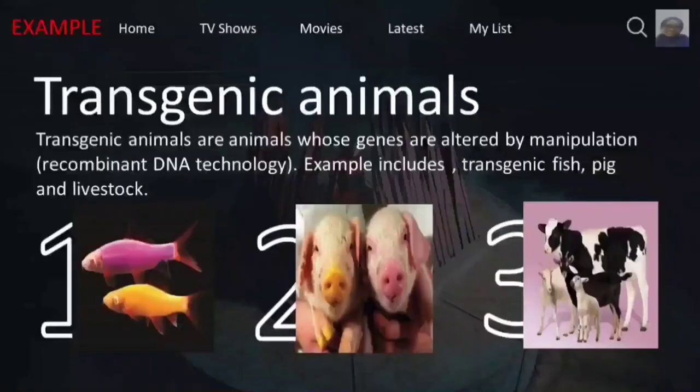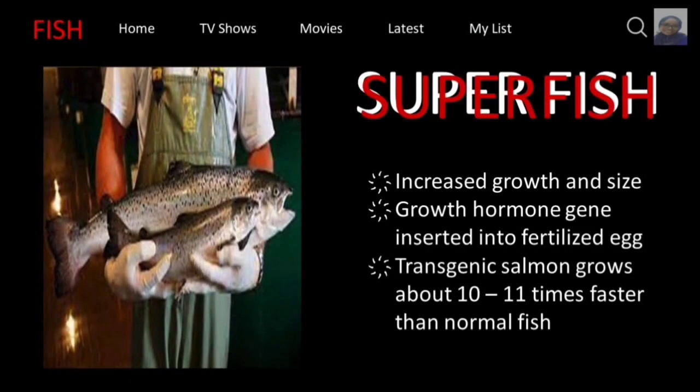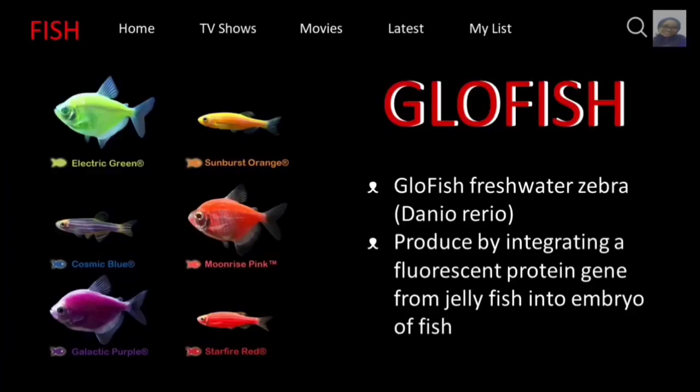This is some examples of transgenic animals. The top one is fish, followed by pig, and the last one is livestock. Fish has two categories, and the first one is superfish. It is made by the insertion of a growth hormone gene into the fertilized egg, so it results in increased growth and size. The second one is GloFish.